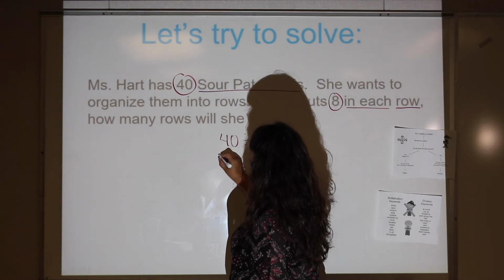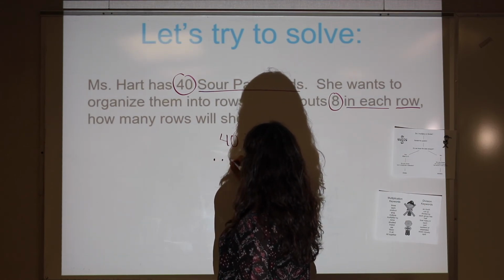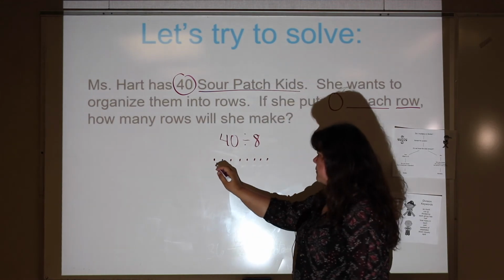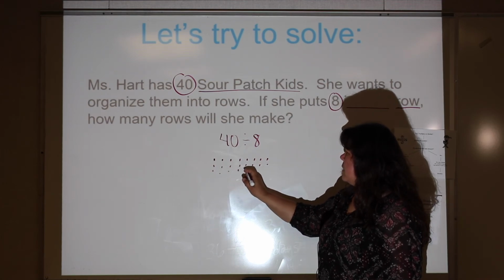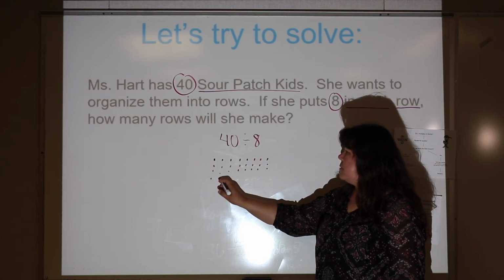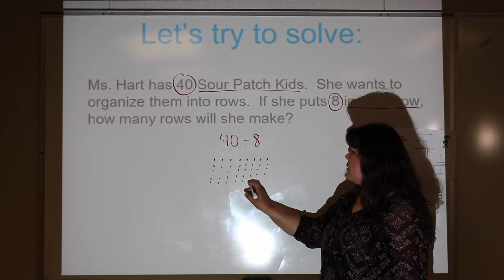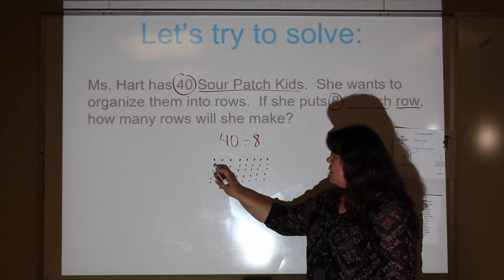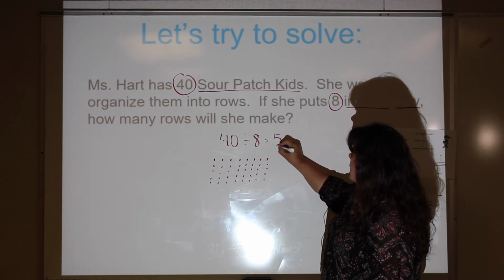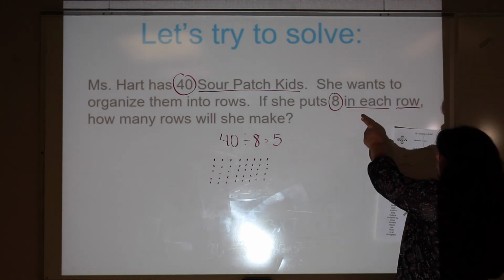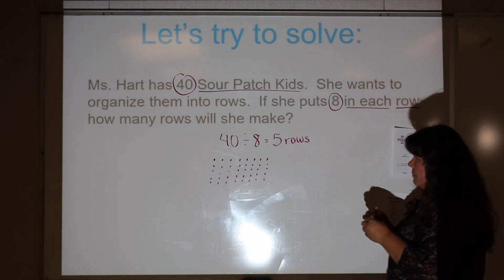Let's do a reverse array. 1, 2, 3, 4, 5, 6, 7, 8. 9, 10, 11, 12, 13, 14, 15, 16, 17, 18, 19, 20, 21, 22, 23, 24, 25, 26, 27, 28, 29, 30, 31, 32, 33, 34, 35, 36, 37, 38, 39, 40. How many rows do I have? 1, 2, 3, 4, 5. I have 5 rows. And that's what they're going to have. How many rows will she make? So it tells you right there, it's going to be 5 rows. And I go back to my question.